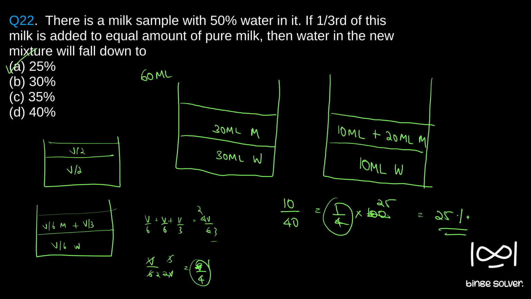So if you take simple absolute figures, then it will be easier, and we can come to the answer in a much faster way, I feel. Whichever way is comfortable to you, you can use, no problem. That is up to you. So the solution to question 22 is A, 25 percentage.